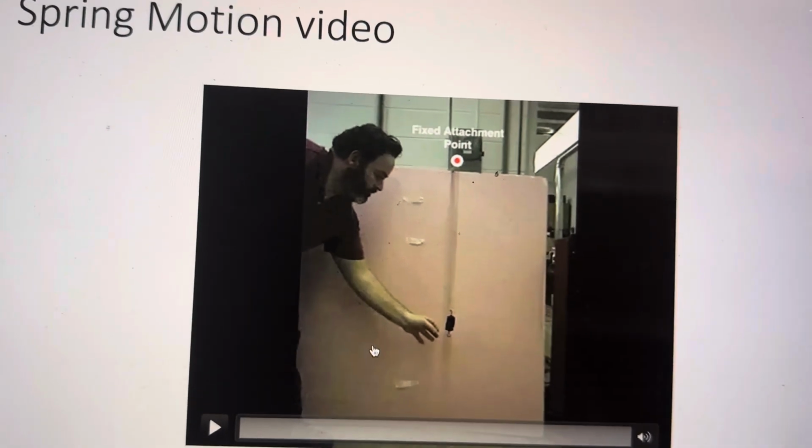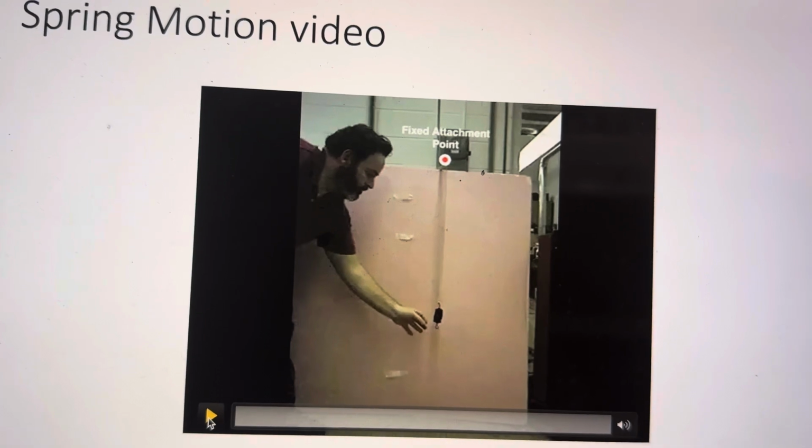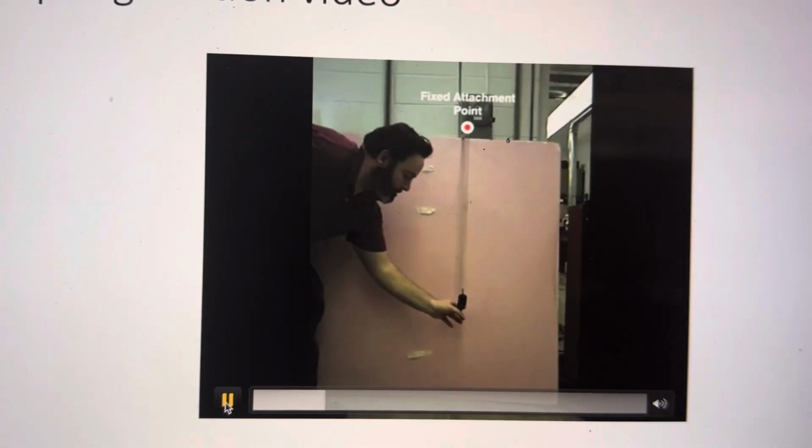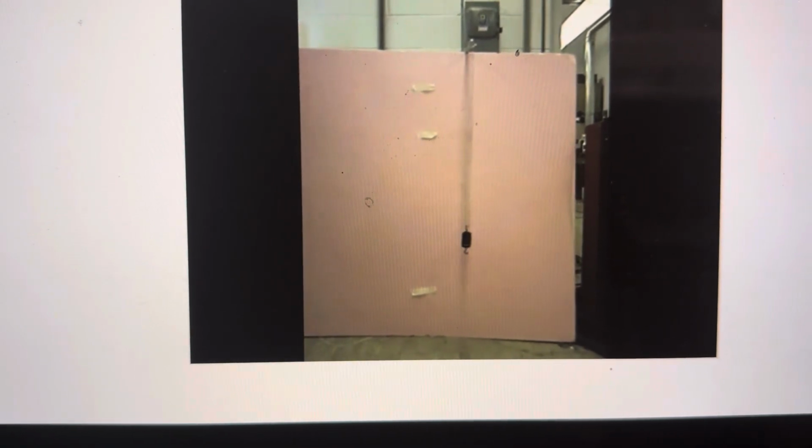Here is the spring oscillation video we use as provided. It's slightly imperceptible from this vantage point, but as it was moving, not only was it going up and down, but the mass was also going left and right of the perfect vertical axis of symmetry.